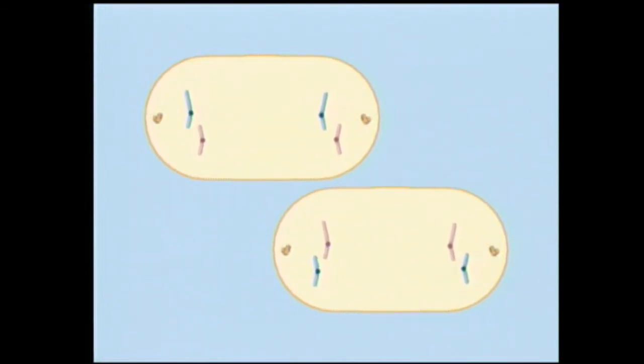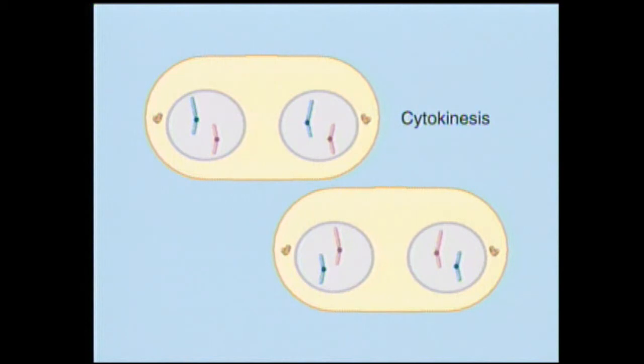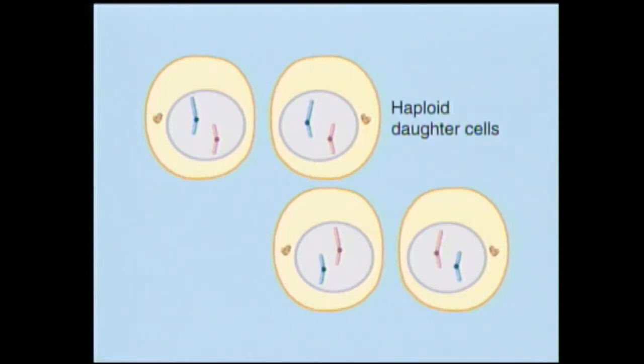The last phase of meiosis II is telophase II. During telophase II, nuclear envelopes form around the chromosomes at the end of the cell. In cytokinesis, the cell membrane pinches the cell in half. Each haploid cell has now divided into 2 haploid daughter cells. From the original cell, there are now 4 new daughter cells, each with 1 set of single chromosomes.